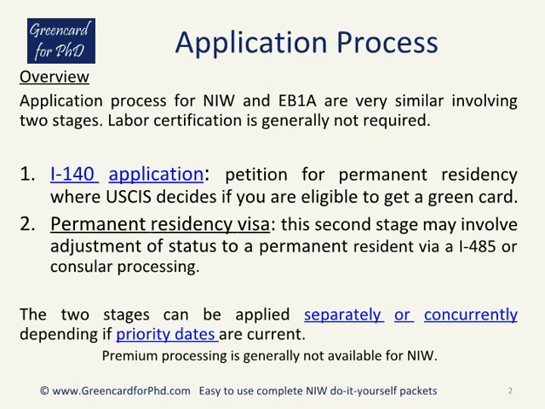The I-140 application process is generally the same whether you are within the country or out of the country, except for a small difference in one of the sections that you fill out. The exact content of the petition differs based on whether you are applying in the EB-1A or NIW categories. The second step in the application process is obtaining the permanent residency visa. This is accomplished via an I-485 application if you are within the U.S.